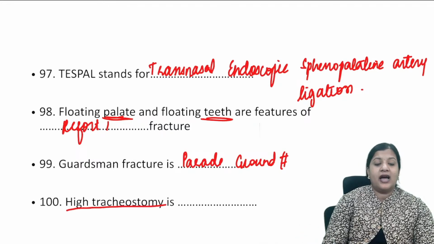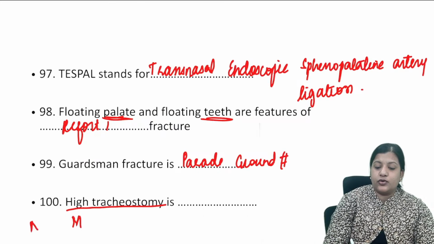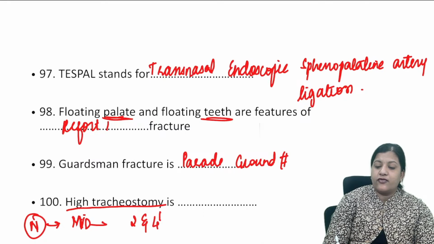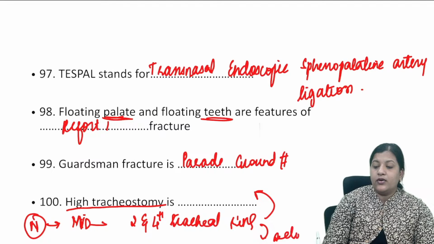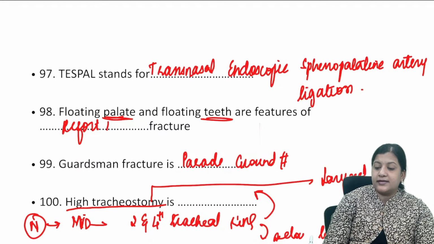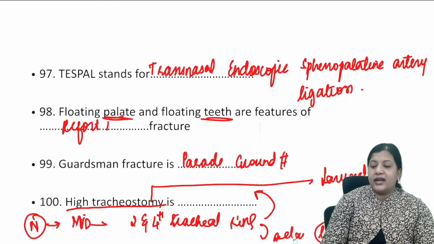When do you say there is a high tracheostomy? If you go above what level will you say high tracheostomy? Normally you do a mid tracheostomy, which is between second and fourth tracheal ring. If you go above, it is high, and if we go below, it is low. High tracheostomy is indicated for laryngeal cancer. Low tracheostomy is indicated whenever there is respiratory papillomatosis, laryngeal papillomas. In that condition, you go for low tracheostomy.